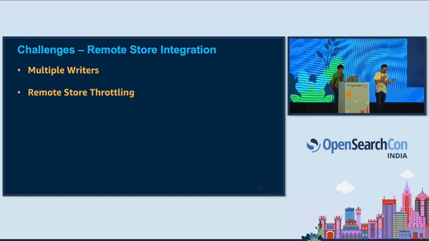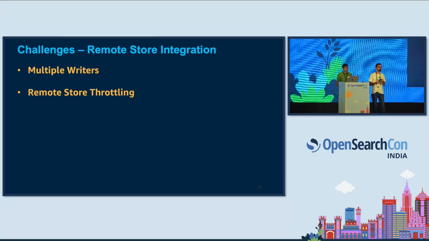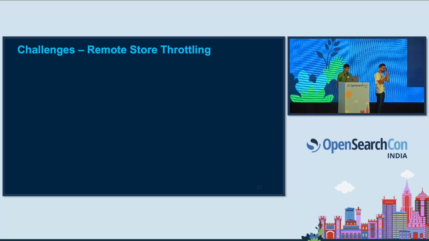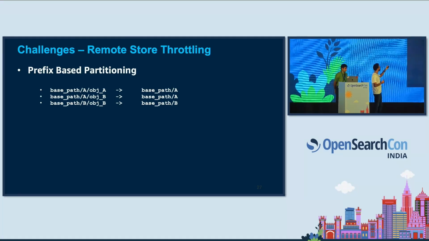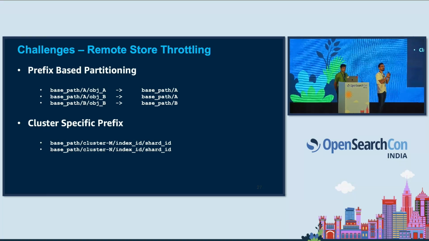Right. So the other problem that we faced is the remote store throttling, and this is very prominent in cases where we use the cloud native blob stores, right? And this is something that the snapshot talk also talked about. So I will just skim through it. These blob stores have partitioning based on the prefix or the directory structure, how we store the data. So for example, here base path A, base path B are the two prefixes for object A and B, right? So there would be two partitions that are created, base path A and base path B. But on each partition, there would be some rate limit.